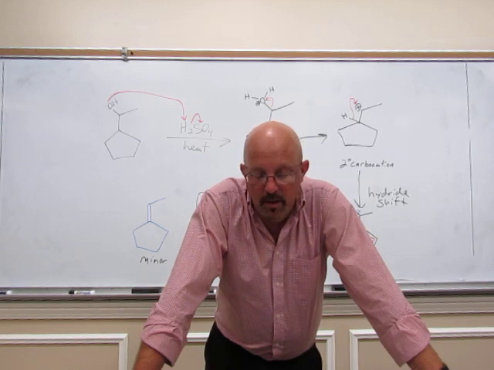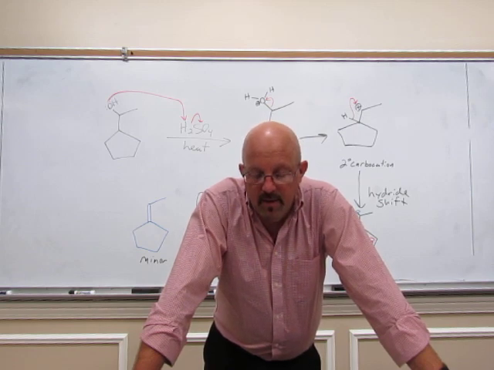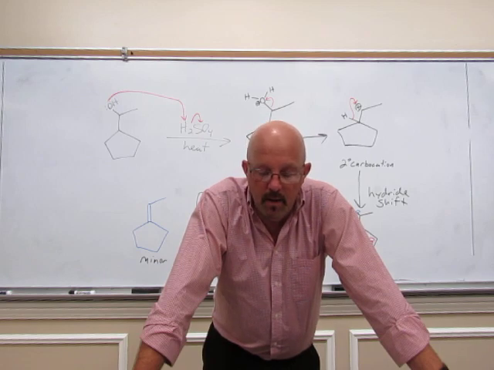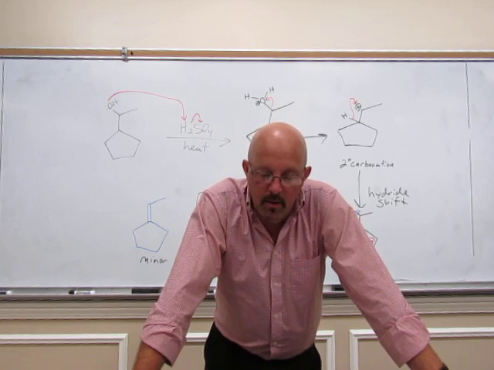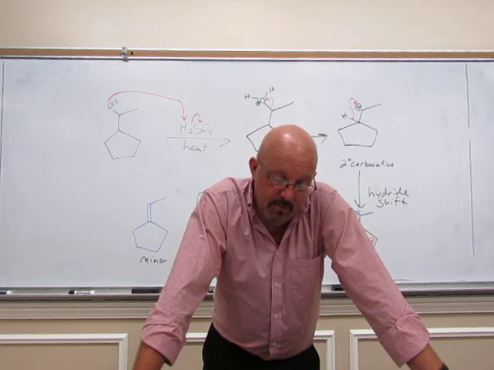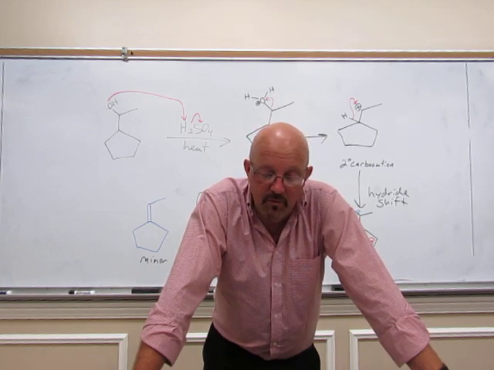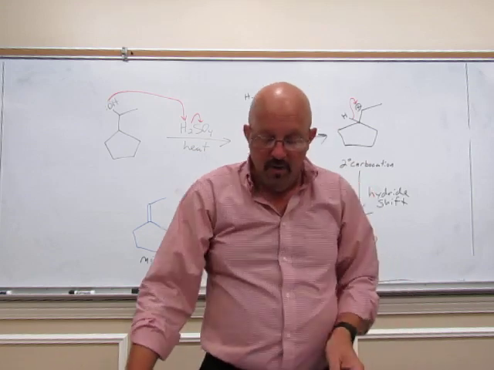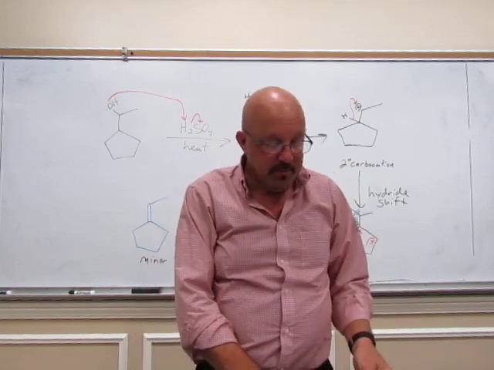A typical yield, it says, should be about 50%. That's what an average student will get. Maybe you will get better. Maybe you don't quite get 50%. That's just what a typical student will get on this reaction.